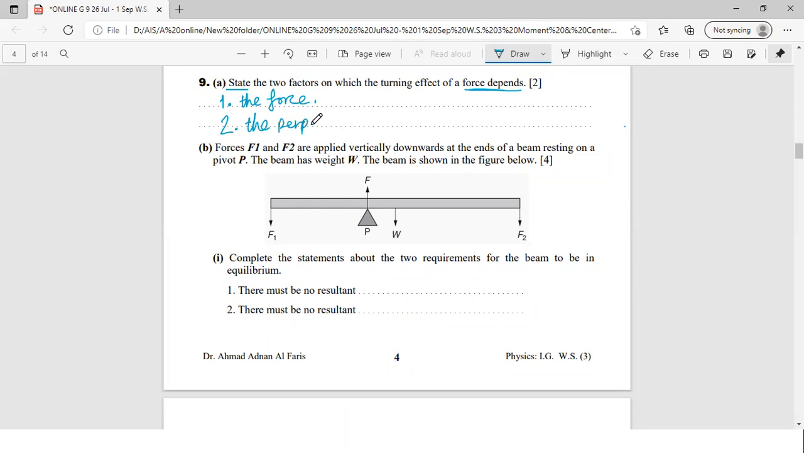The perpendicular distance of the force from the pivot.